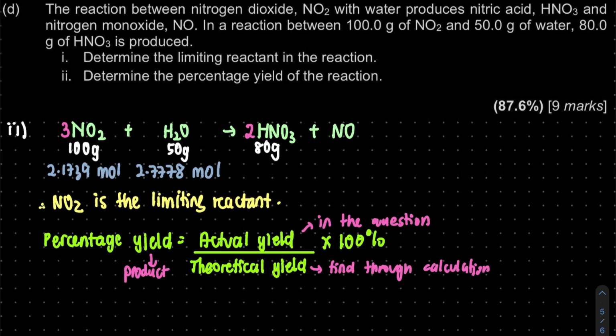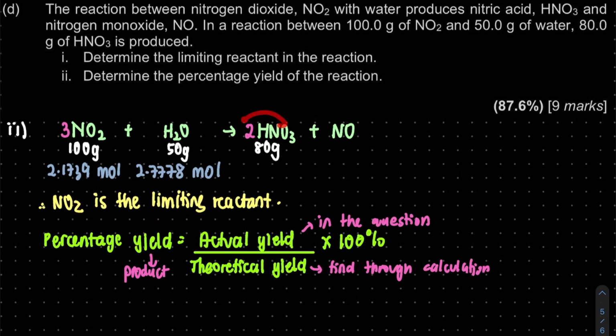Since the question gives you the actual yield as 80 gram, you have to find the theoretical yield in gram as well. So actual yield, we know that it's 80 gram. But then how to find the theoretical yield? What does it mean to find through calculation? To find through calculation is when you compare. When you're comparing, you're going to use the limiting reactant.